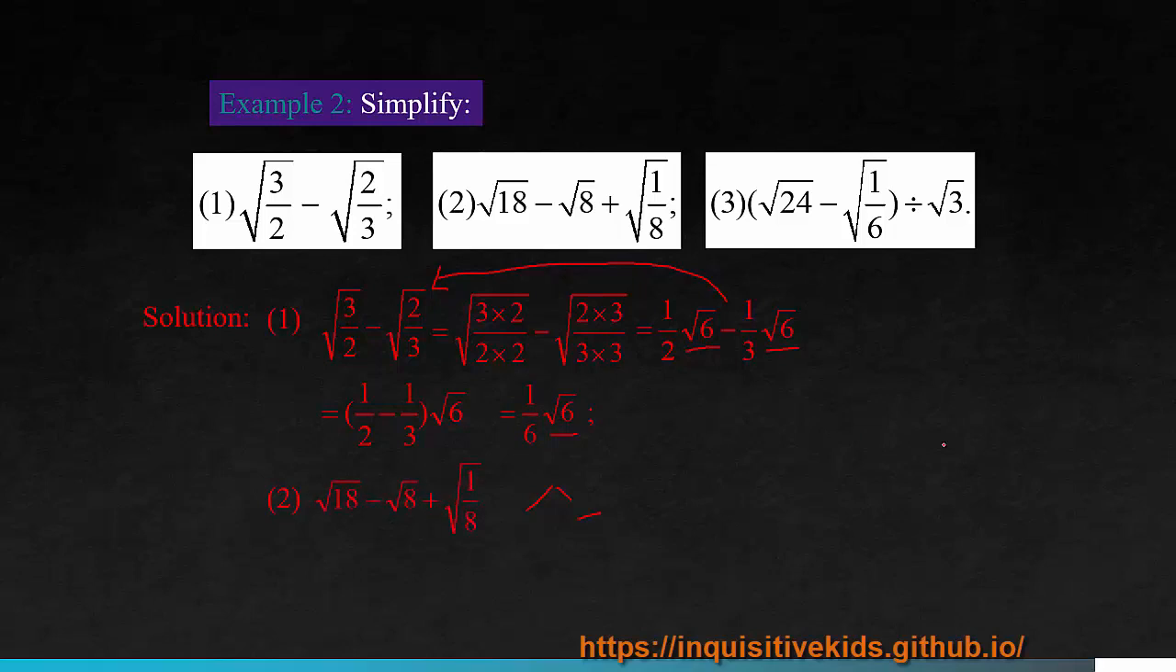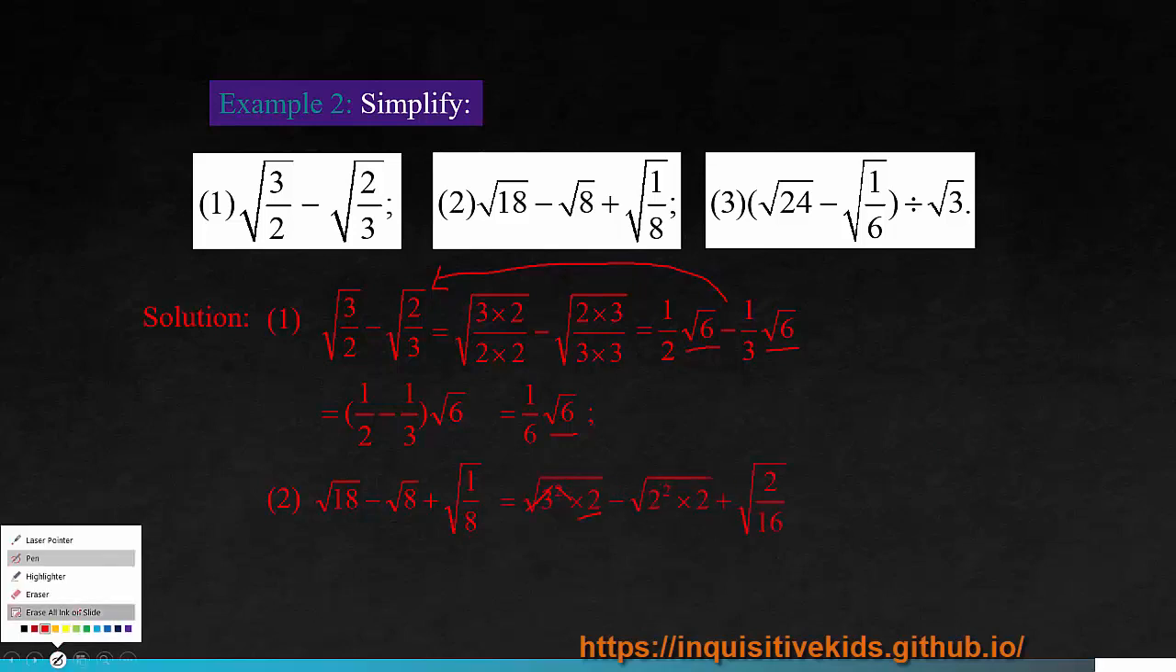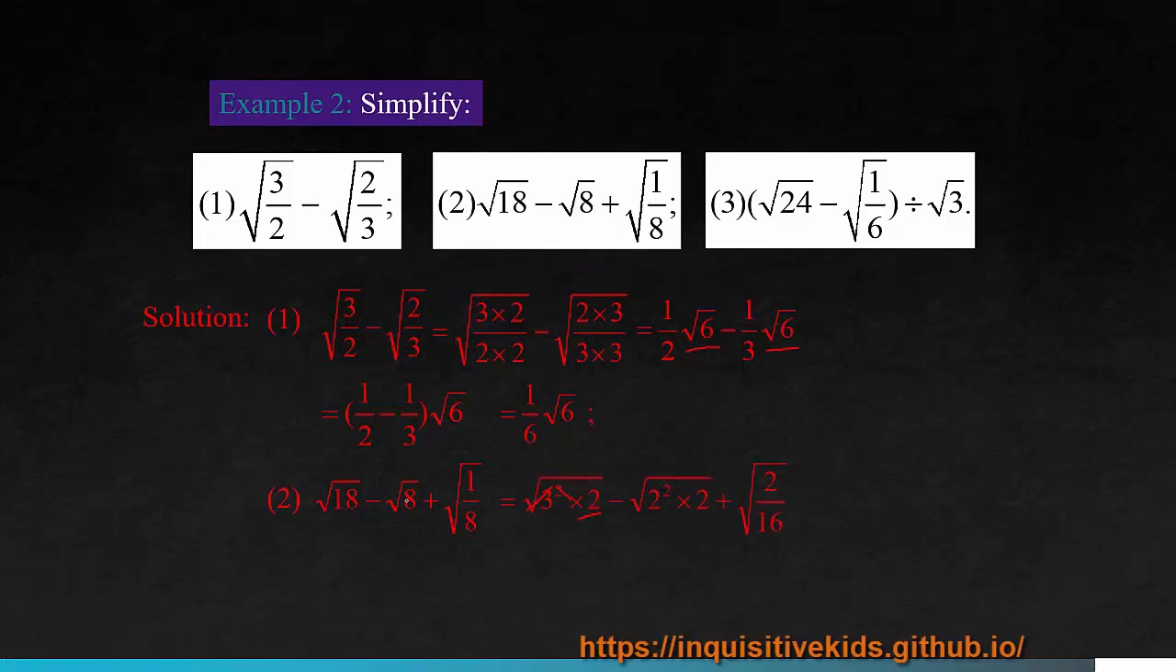For the second problem, we have the arithmetic square root of 18 minus the arithmetic square root of 8 plus the arithmetic square root of 1 over 8. Let me clear all ink on this slide for a moment. We turn this 18 into 3 squared times 2. We turn this 8 into 2 squared times 2. And we turn this 1/8 into 2 over 16.